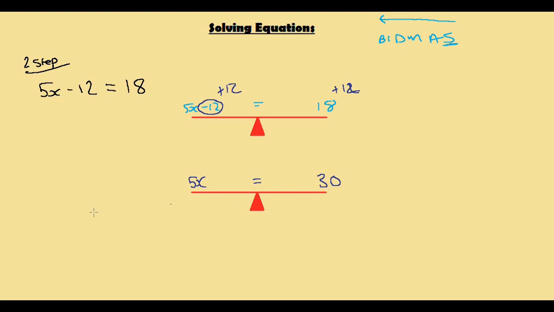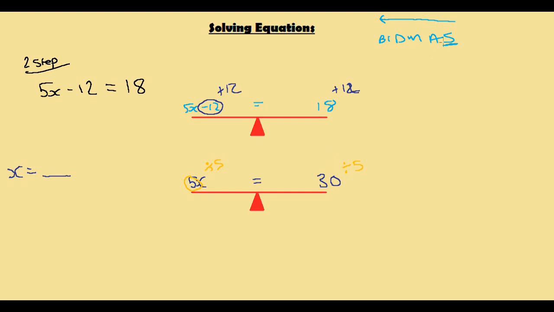But actually that's not finished yet, because remember, ask yourself the question, what are we trying to do? We're trying to say x equals, but at the moment we haven't got x equals, we've got 5x equals. So how do we do that? Well, this 5 is actually multiplying, or timesing, with the x. So how do we remove times by 5? Well, hopefully you guessed, we divide by 5. So again, we're going to do that on both sides.